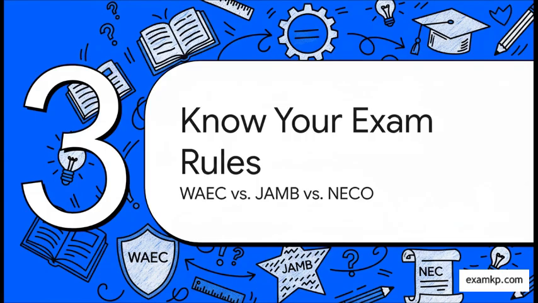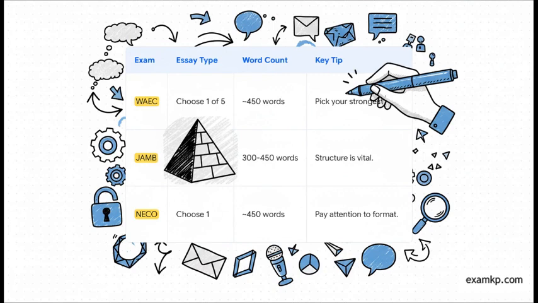Okay, so we've got our universal formula, right? Introduction, body, conclusion. But, and this is a big but, you have to know how to adapt that formula for the specific exam you are taking. Knowing the little differences between WAEC, JAMB, and NECO is absolutely critical. So let's break it down. For WAEC, you get choices, which is great. That means you can play to your strengths and pick the essay style you're best at.